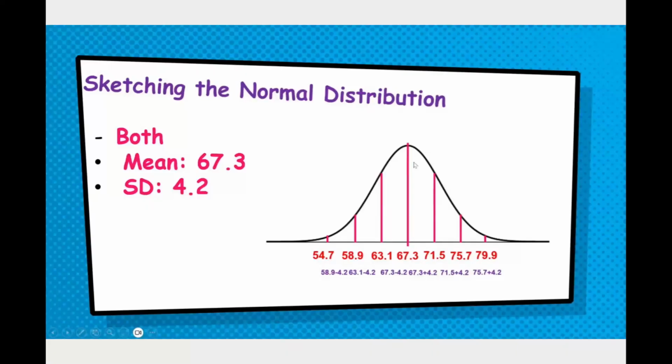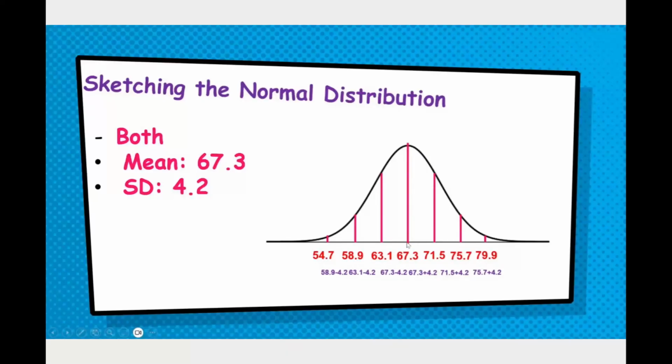When I look at both of them together, same thing. 67.3 goes in the middle. I add that with the standard deviation of 4.2 to get 71.5, and so on and so forth. And then on the other side, below the mean.